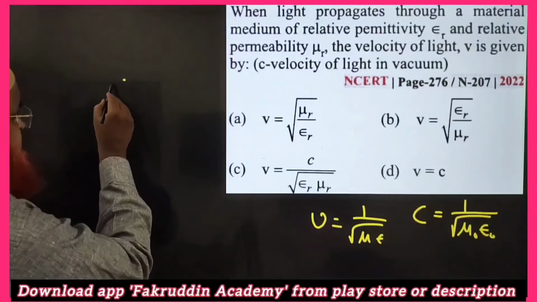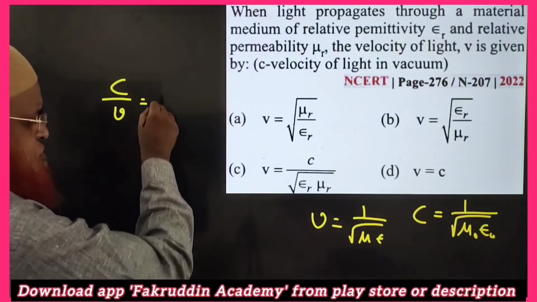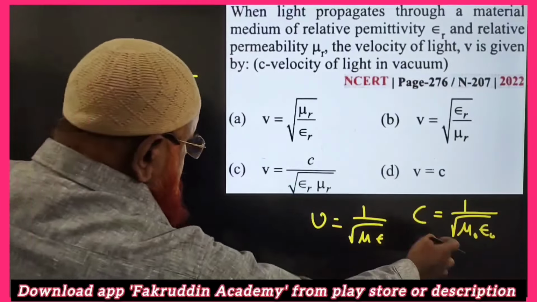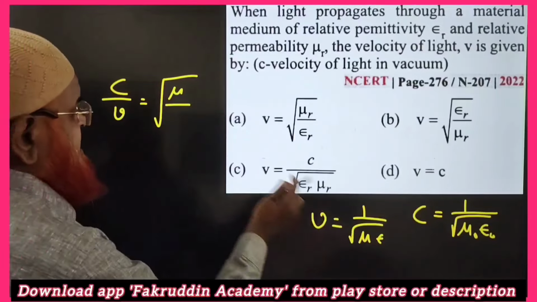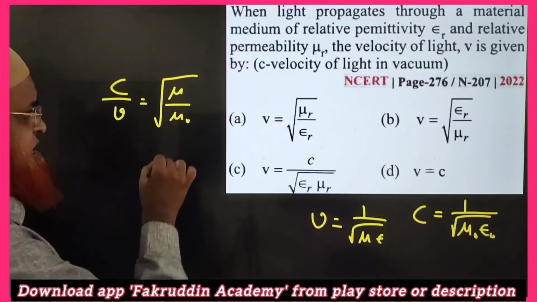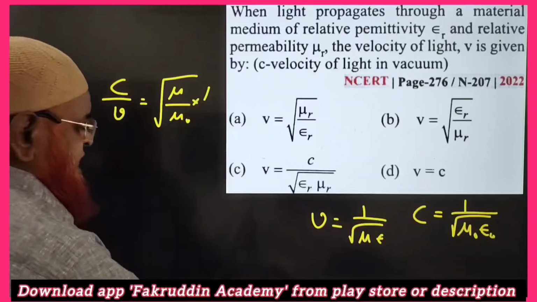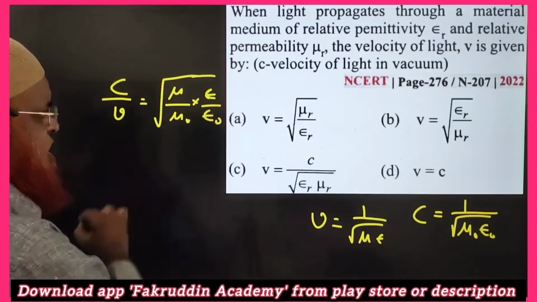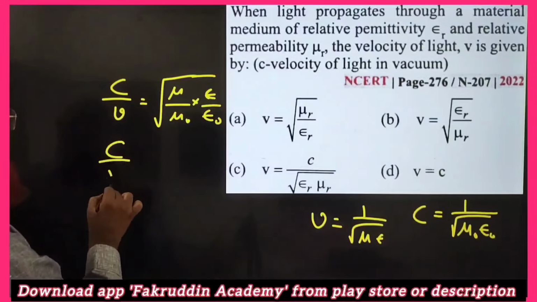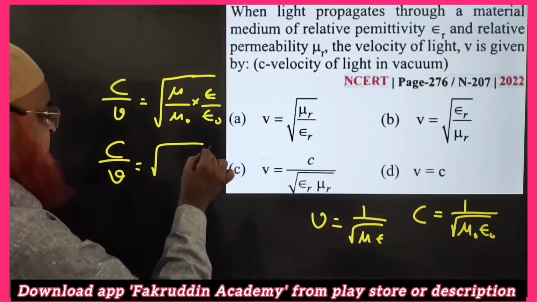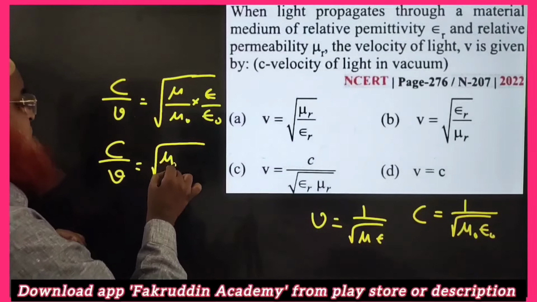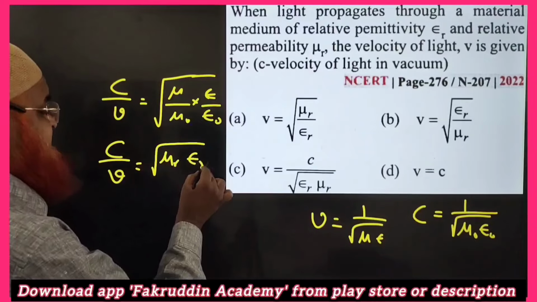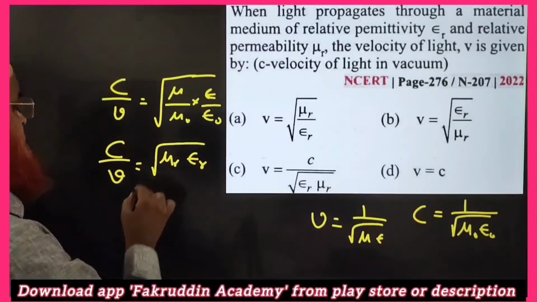That means C by V is equal to square root of mu epsilon upon mu naught epsilon naught. Mu naught comes to the denominator and mu comes to the numerator, epsilon and epsilon naught. With this it is clear that mu by mu naught can be taken as mu r, which is called relative permeability, and epsilon by epsilon naught is taken as epsilon r. You all know about this.